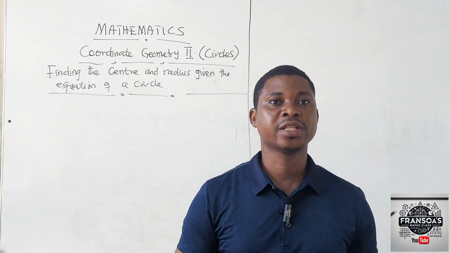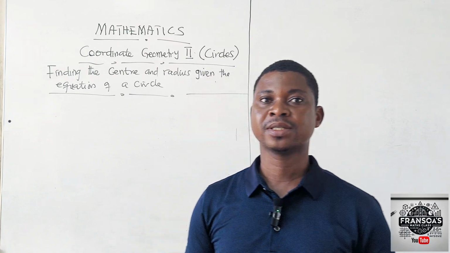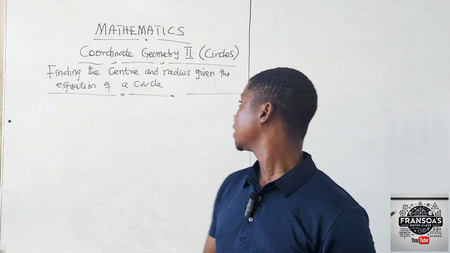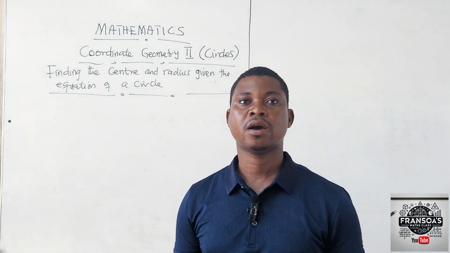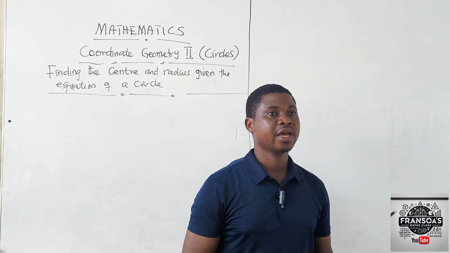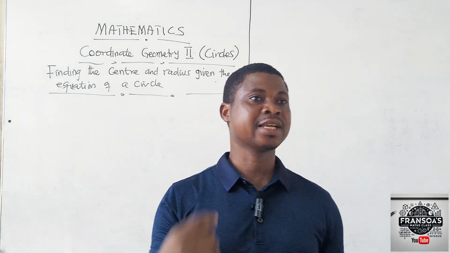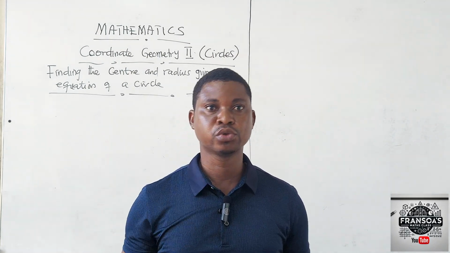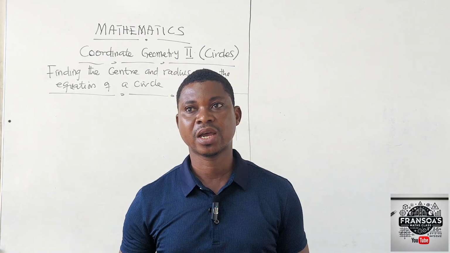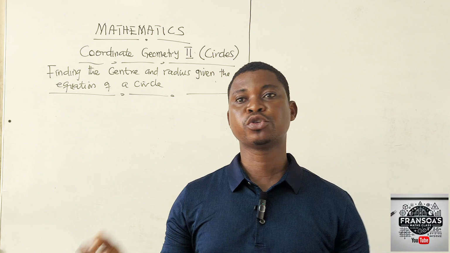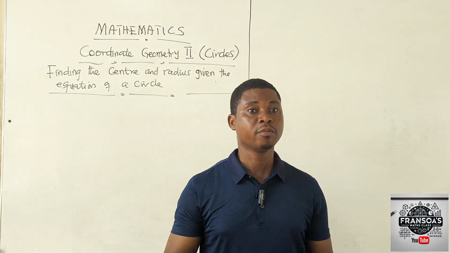Today our topic is coordinate geometry, circles, where we are looking at finding the center and radius given the equation of the circle. When the equation of a circle is given and you are asked to find the center and the radius, we can use two different methods. We can use comparing coefficients, and you can also use completing the square.